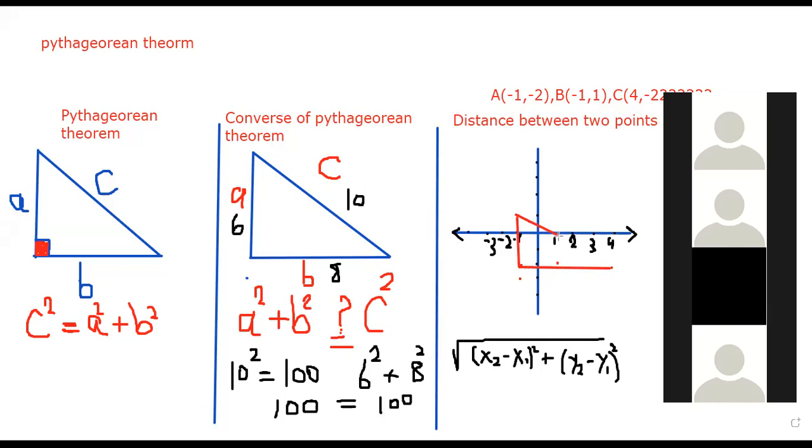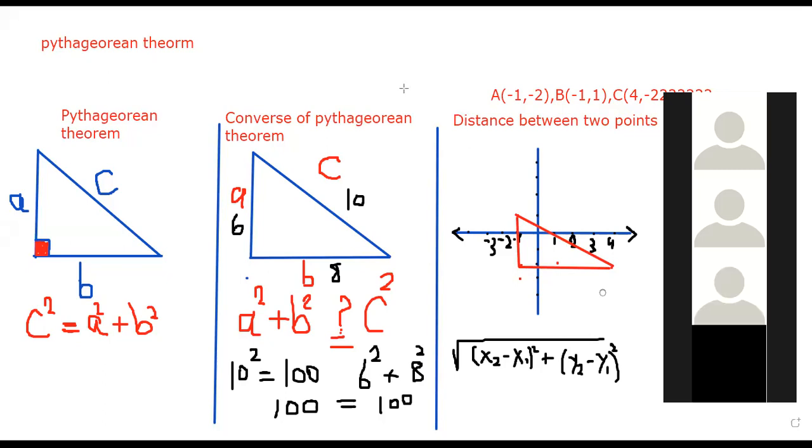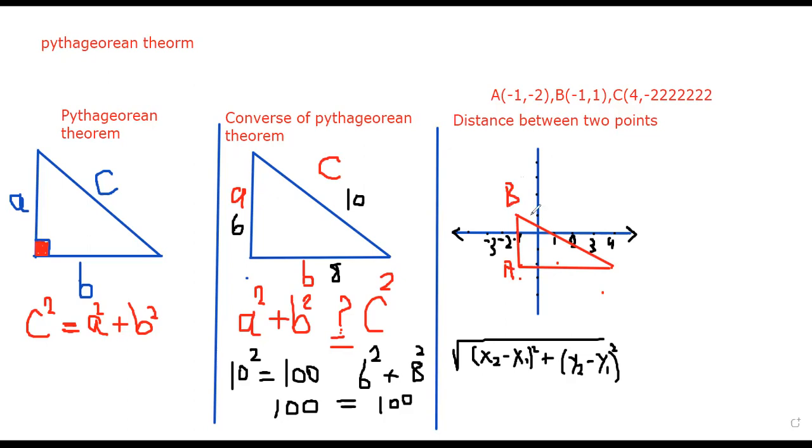And this is this way. Okay, so this is the triangle now. How will we calculate the length of the hypotenuse in this question? We said A is (-1, -2), so this is A, and this is B, and this is C.